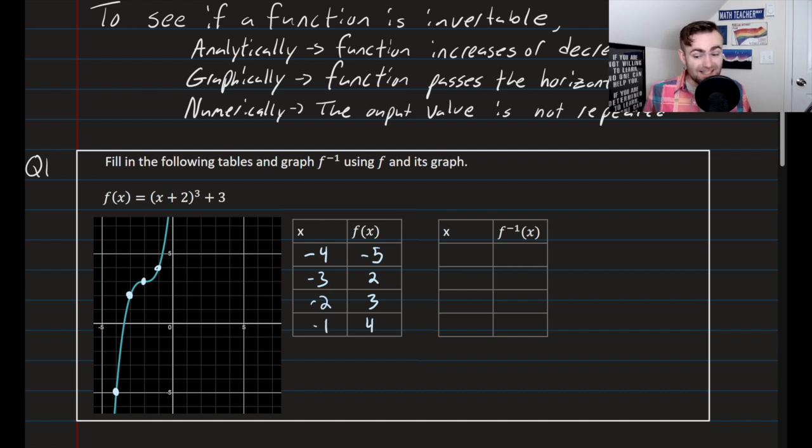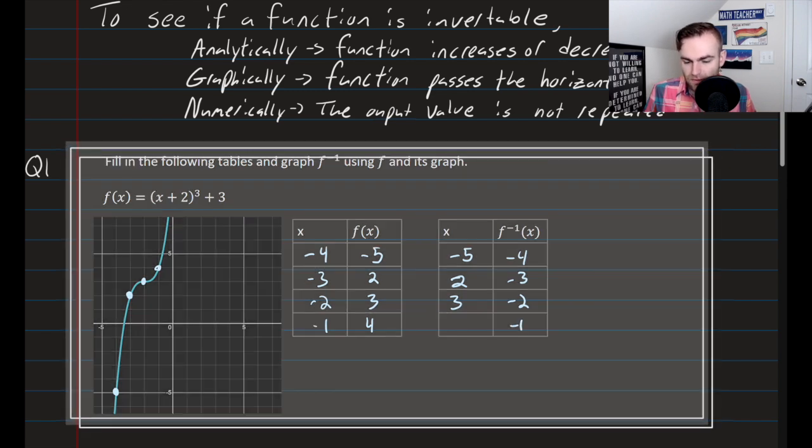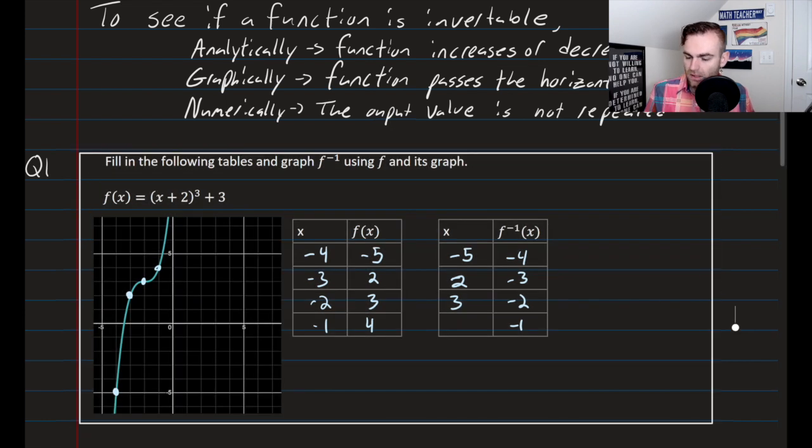So this function is invertible, and I can tell that graphically because it passes the horizontal line test. So let's invert the points. Instead of (-4, -5), it's going to be (-5, -4) for the inverse. Then (2, -3), (3, -2), and then (4, -1). I don't know why that moved. Better. All right, and that was 4.